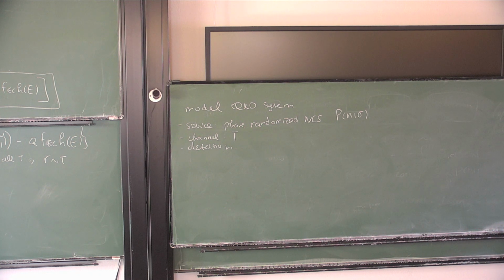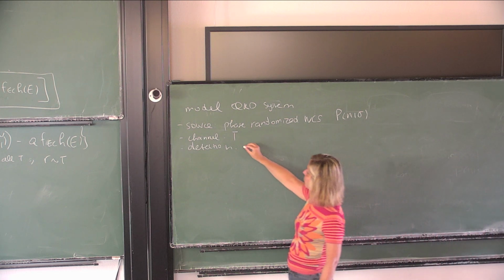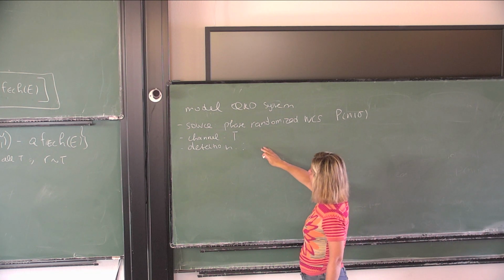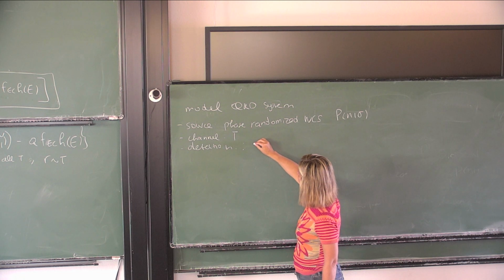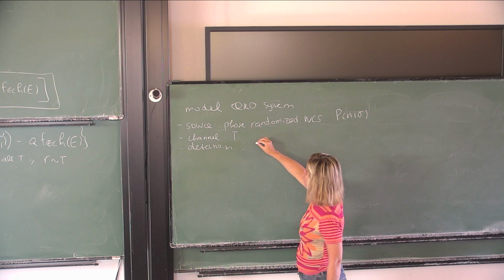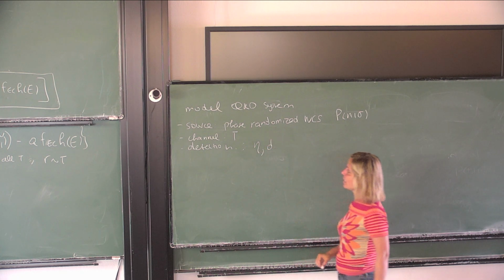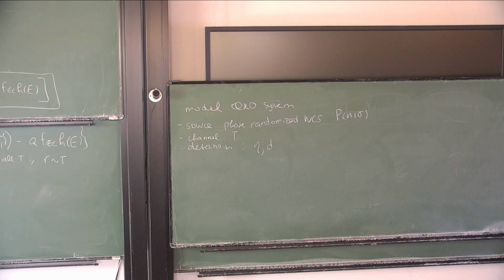It will be sufficient, sorry, and the detection event, this time we're going to include them explicitly. We're going to include the properties of our detectors, that are the quantum efficiency and the dark count. And so now what I want to do is model this QKD system.